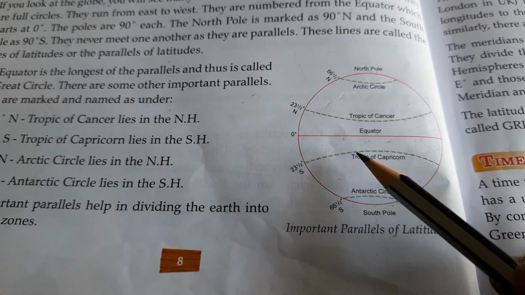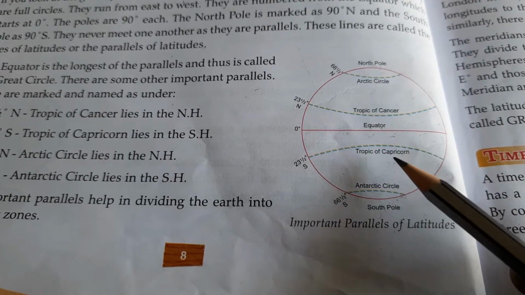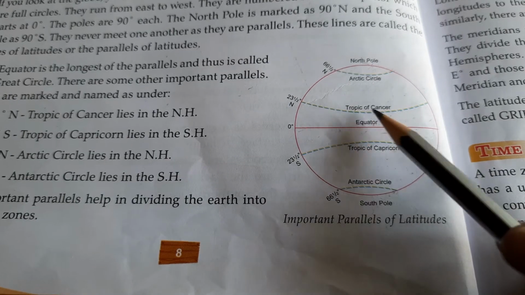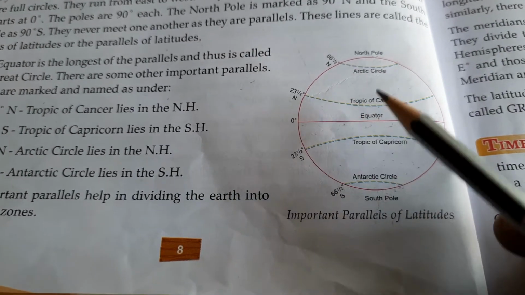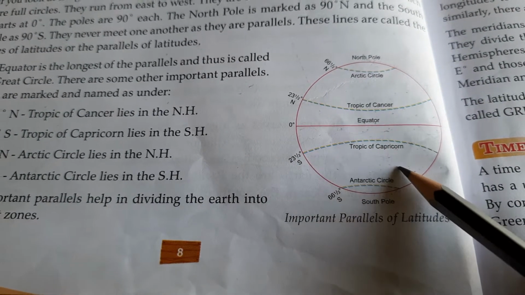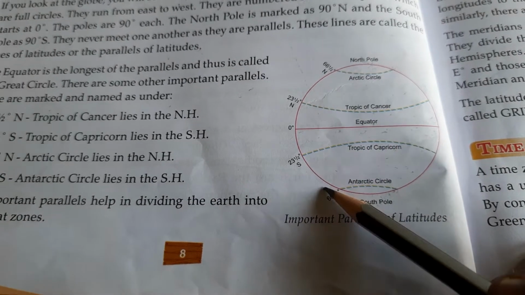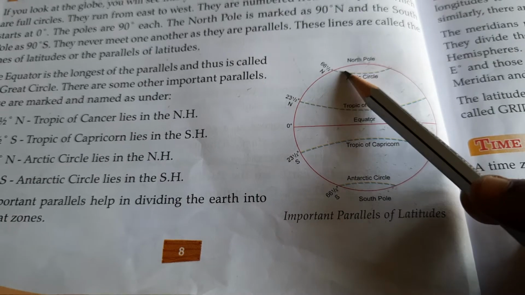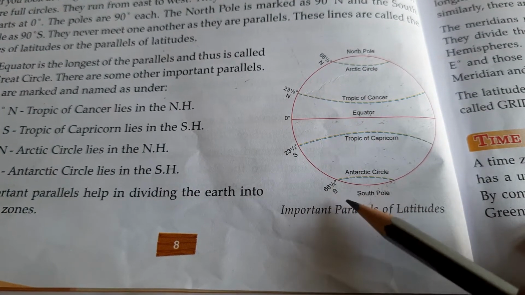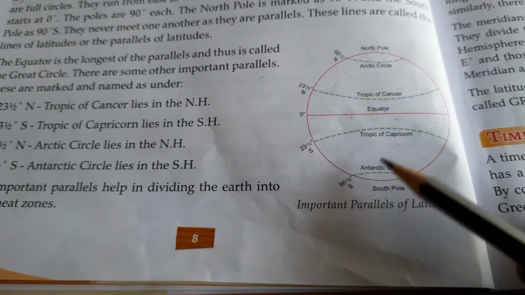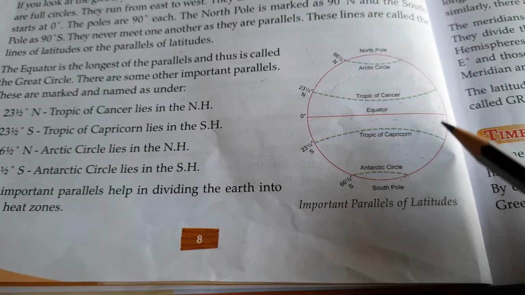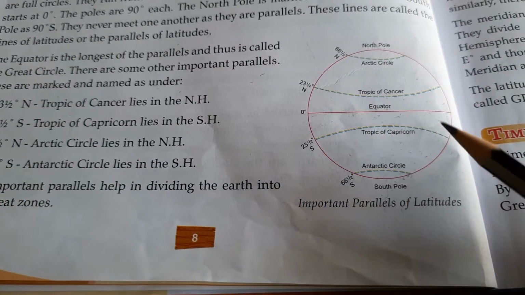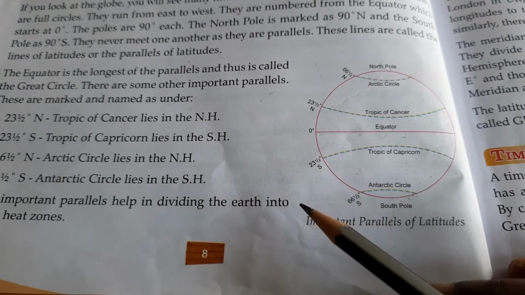Besides this, there are four important parallels: the Tropic of Cancer, 23½ degree north; the Tropic of Capricorn, 23½ degree south; the Arctic Circle, 66½ degree north; and the Antarctic Circle, 66½ degree south. These important parallels help in dividing the earth into various heat zones. Is it clear, students?